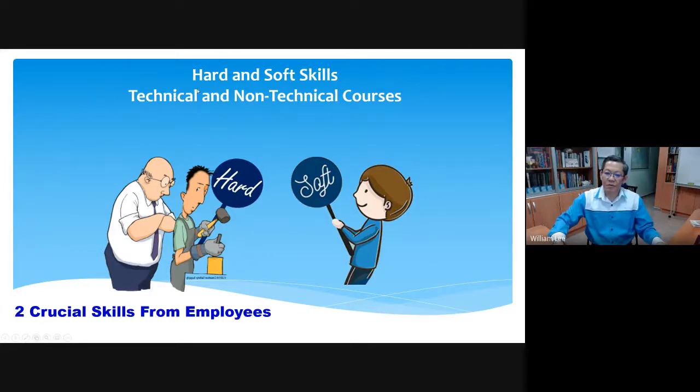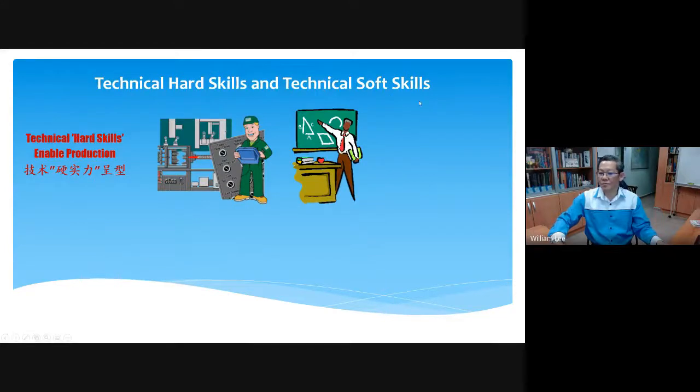You can acquire those skills from courses, some of the training courses, and courses can be divided into technical and non-technical. But more precisely, for me, technical can also be divided into technical hard skill and technical soft skill.